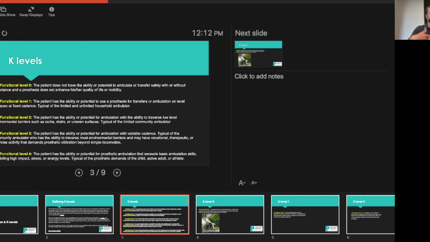Okay, right? So the level 0 patient, just to make sure I'm understanding, will not qualify with any insurance, especially Medicare, to be able to receive a prosthesis. That's correct. So, okay. Our next slide actually shows that K level as a 0.